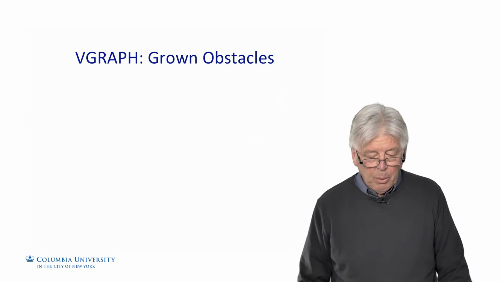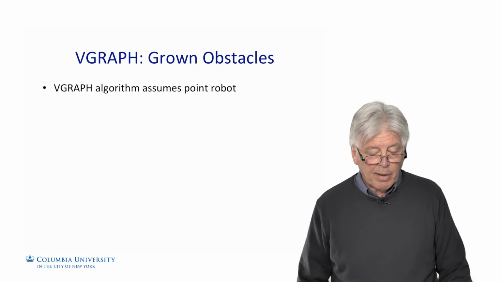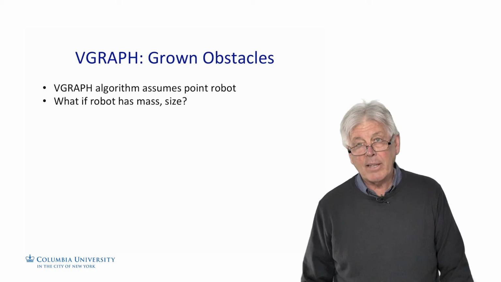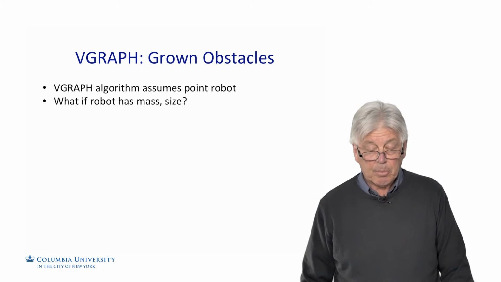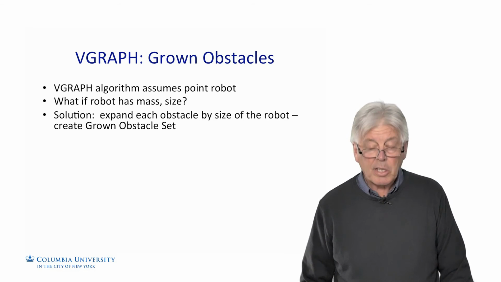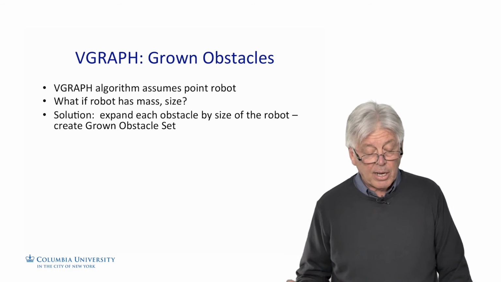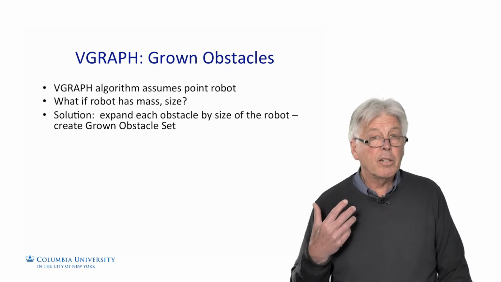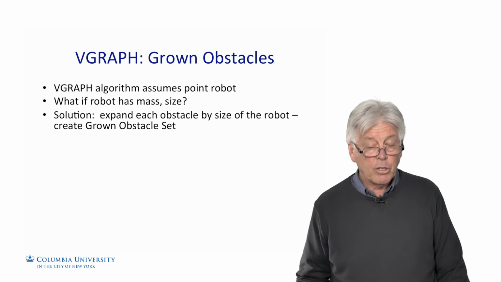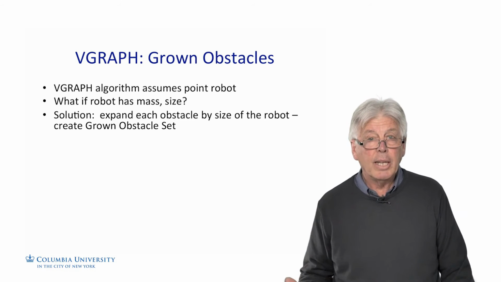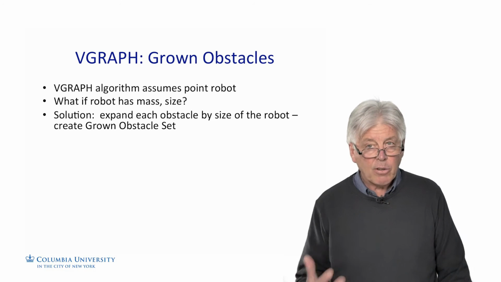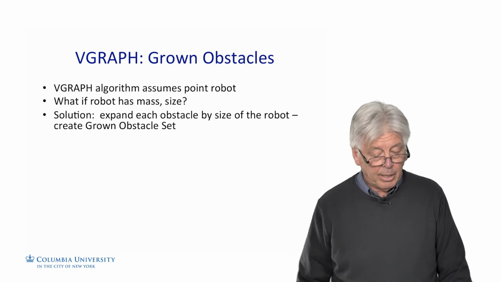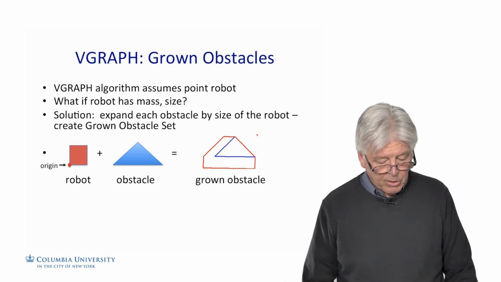Now, we have a problem in that the V-graph algorithm assumes a point robot. But we know a robot has a mass and size. So how do we deal with that problem? The solution is to expand each obstacle by the size of the robot, creating what's called a grown obstacle set. In a sense, we're putting a buffer, a safety buffer, around each object, which is big enough so that the robot can't hit it. So if we stay outside of that zone, then there'll be no contact between the robot and the obstacle. So here you can see a visualization of this.